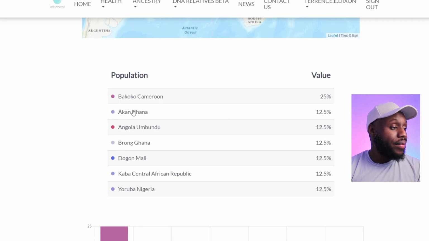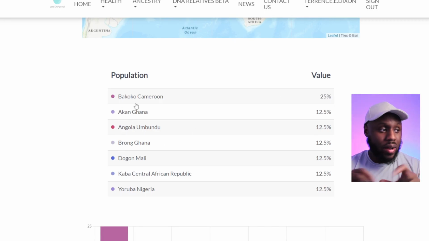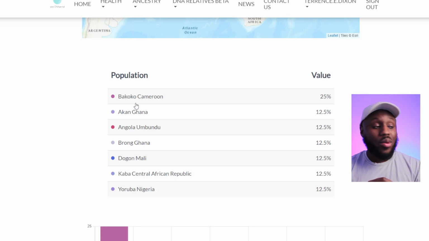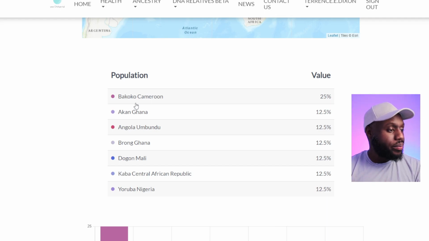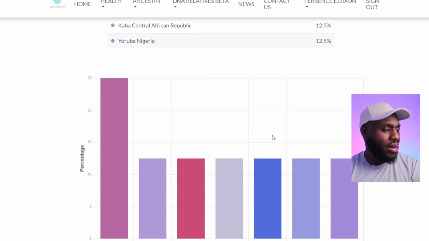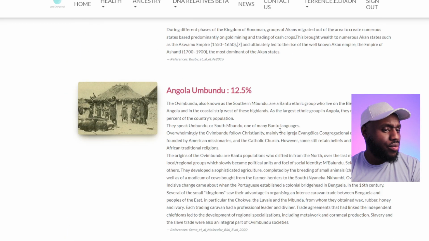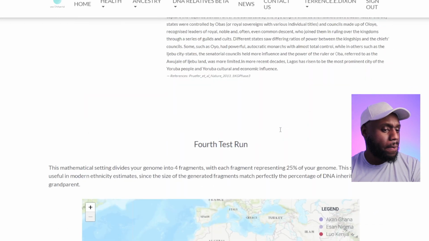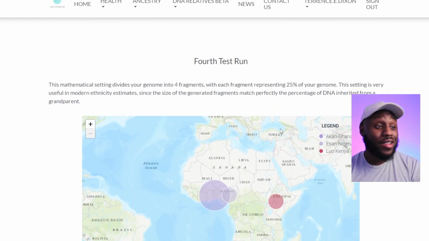So we have matching now. These are larger fragments. The Bakaku of Cameroon, the Akan of Ghana, the Umbundu of Angola, the Barong of Ghana, the Dogon of Mali, Kaba of the Central African Republic, and the Yoruba of Nigeria. Very interesting. Okay. And I think, is there another run that they do? I think that's it. Fourth run. Oh, I was wrong. This is a fourth run.